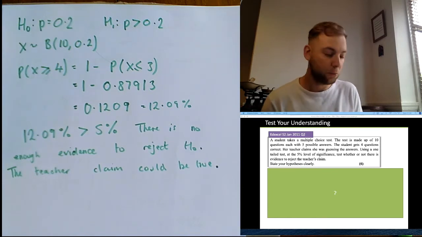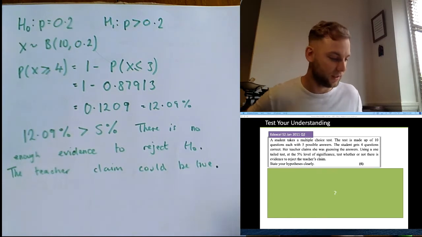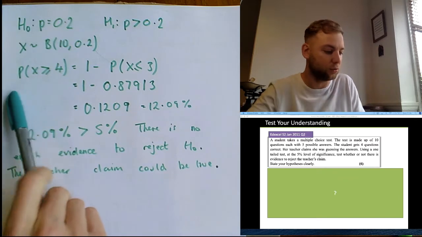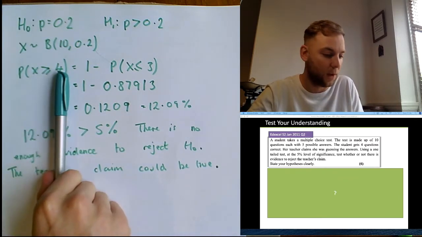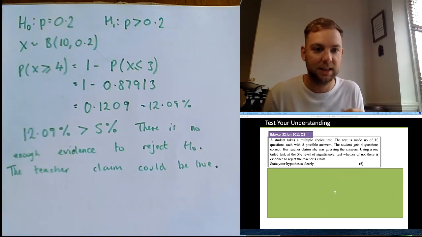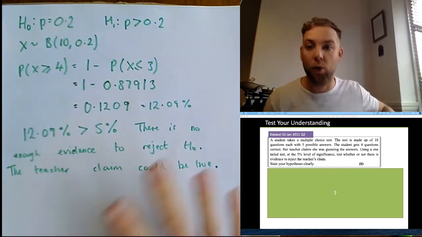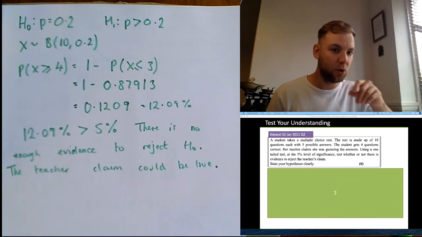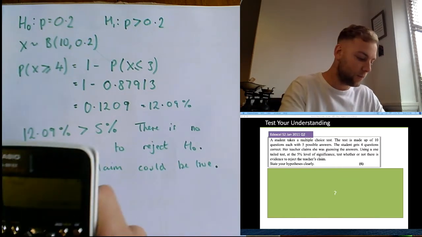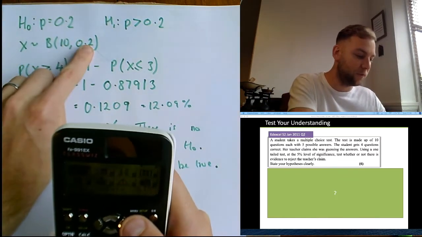Now we could have also used the critical regions for this, in which case we would have found our critical region to be greater than or equal to, well, what would our critical region be in this case? Let's have a little look. So now that that question is done, we get all the marks for all of that there. I am going to look at the critical regions. So with critical regions, we're looking at 10 with 0.2.